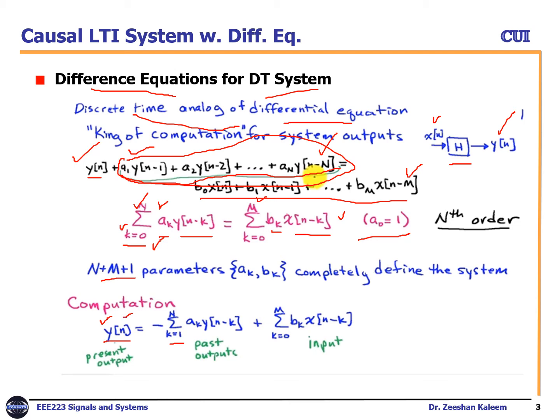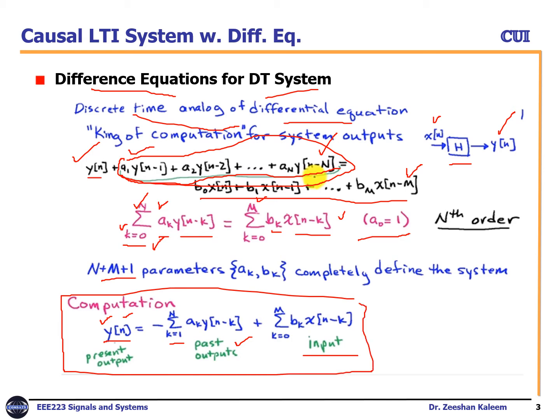because we separated the term y[n]. So y[n] equals minus the summation k equals 1 to N, a_k y[n minus k]. These are the past outputs. This is the present output, and these are the inputs, right? So this is the representation of our difference equation for a discrete time system.